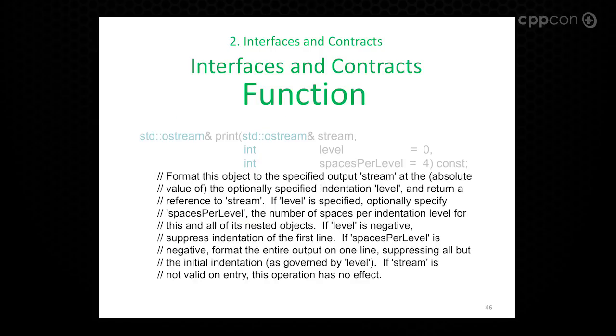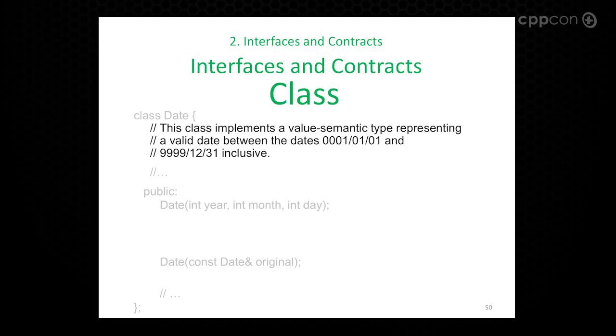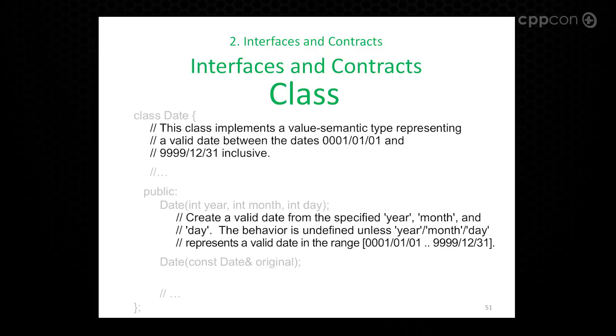Now, I don't expect you to read this. I'm going to read it shortly, but just to give you an idea. Here's a date class, and you can see the interface. The public interface is here, and here's a contract. And here's some more contract, and some more contract. We're going to get back to this in a second. I'm just trying to orient you.